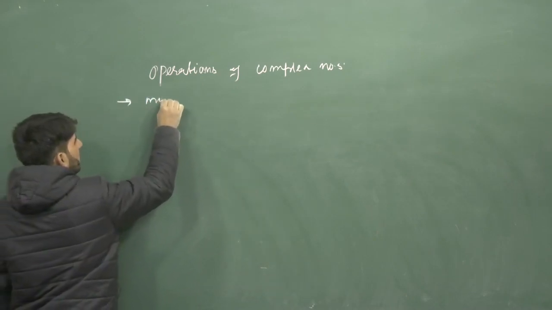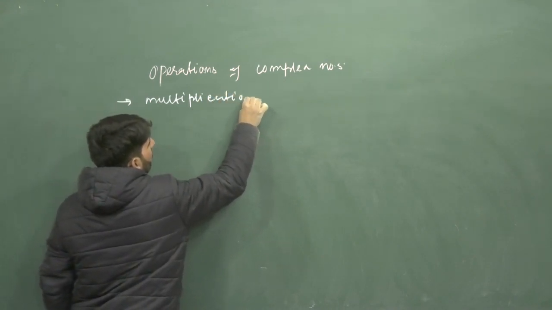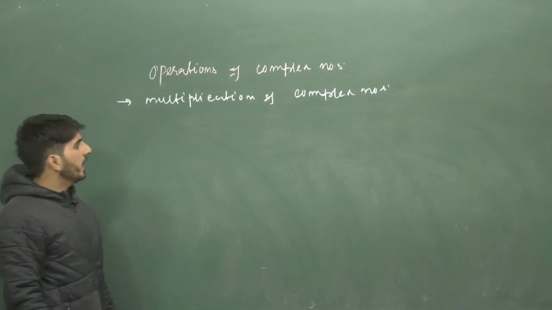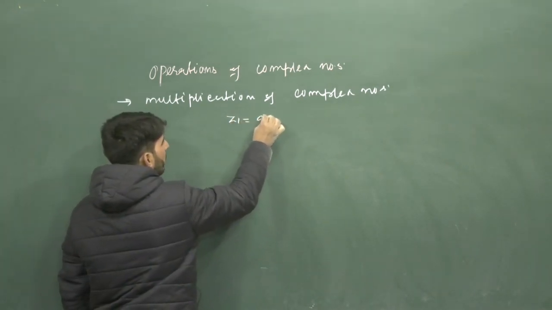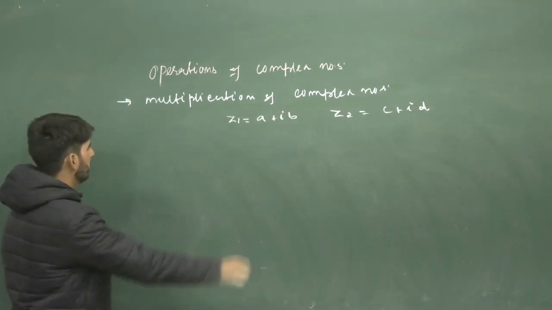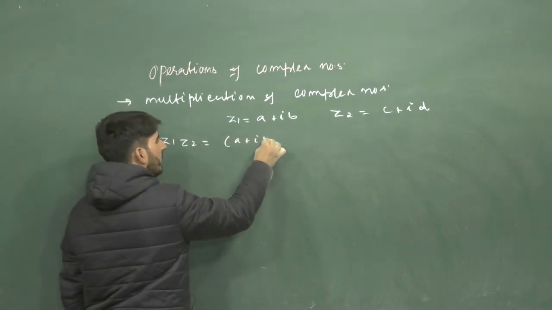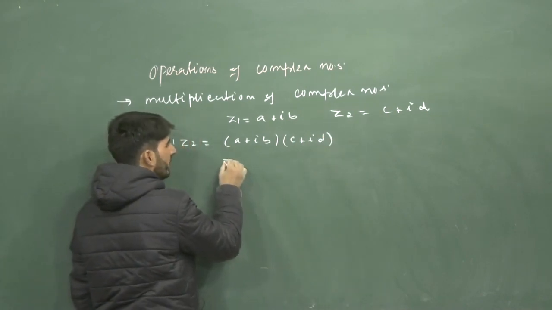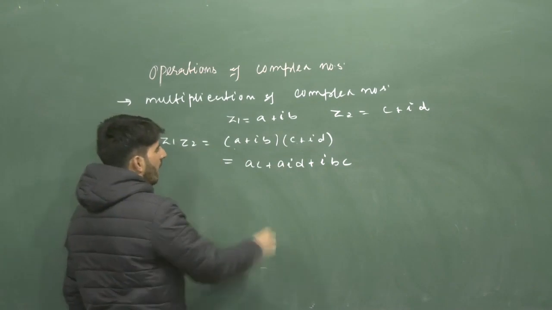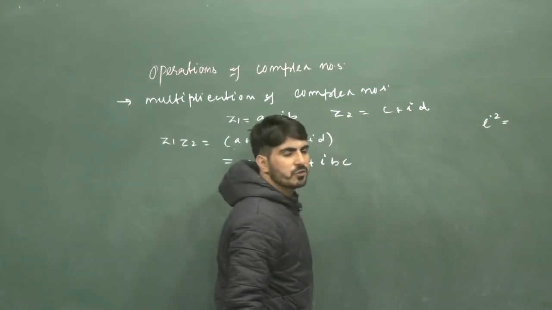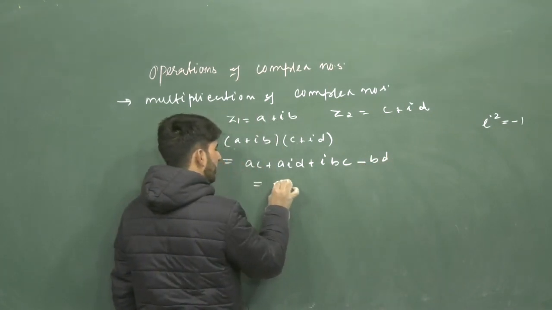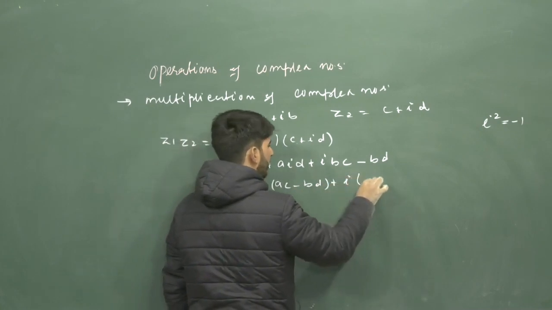Now the third one is multiplication. Multiplication of complex numbers. So how to multiply complex numbers? If we have z1, say a plus ib, and z2, c plus id, we have to multiply these two complex numbers. So z1 into z2, which is a plus ib times c plus id. By actual multiplication here, a into c plus a iota d plus iota bc. As we know from the previous class, iota square is equal to minus 1. So minus bd. This can be written as ac minus bd plus iota times ad plus bc.